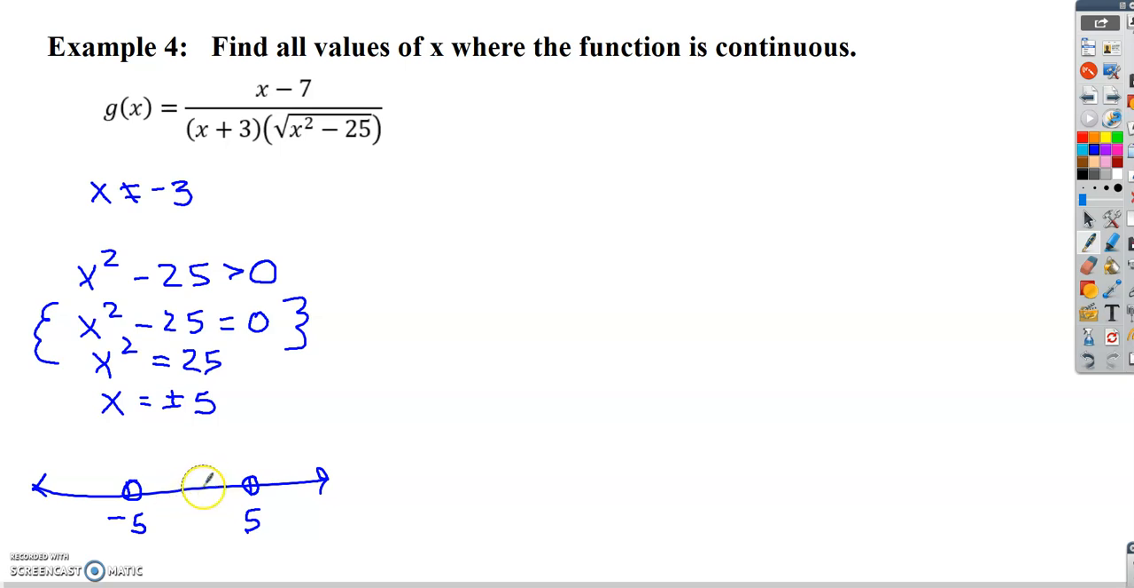Like if I plug in 0 for x, let's see what we get. 0 squared minus 25 is -25. Is that true? Is that greater than 0? No. -25 is something that's less. So none of these values in here are going to work.